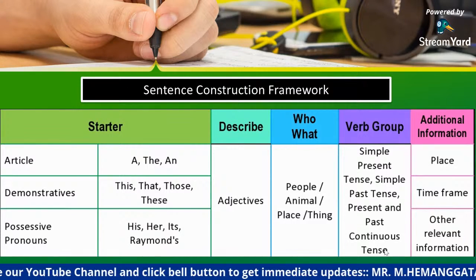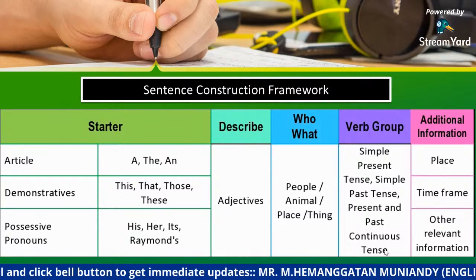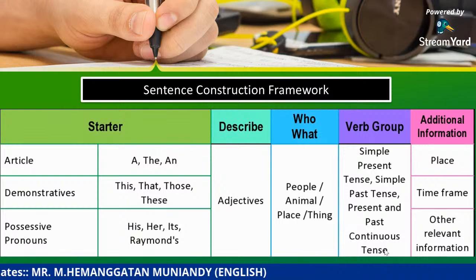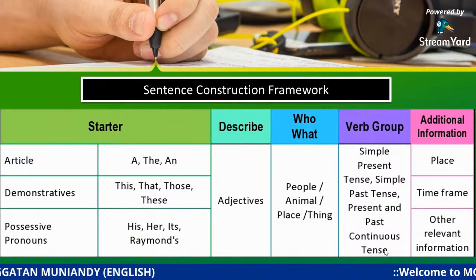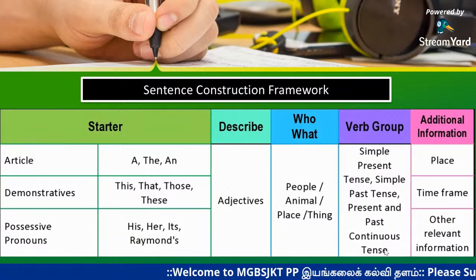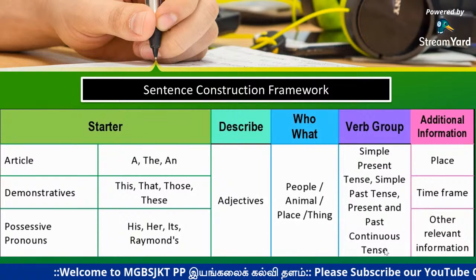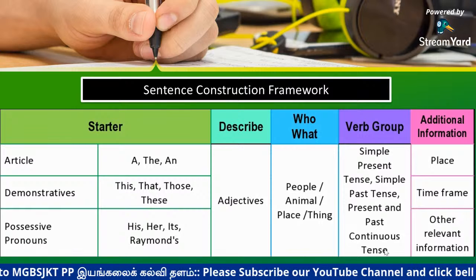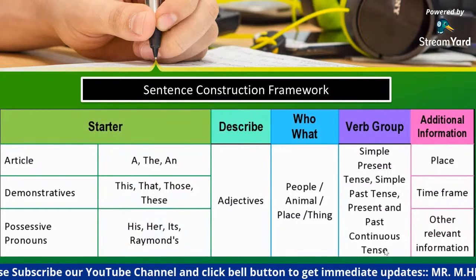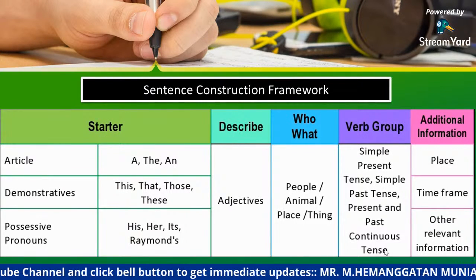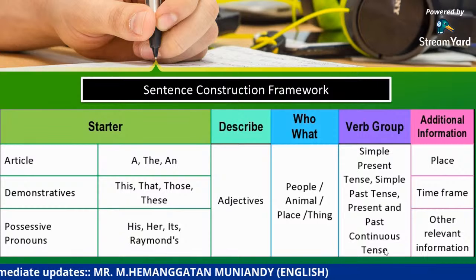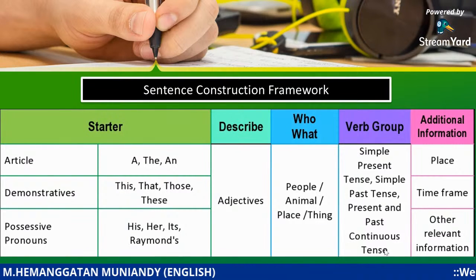Followed by the who box, who or what. You can put people, animal, place, or thing there. Followed by the verb group. My dear viewers, you can use these four tenses in this framework: simple present tense, simple past tense, present and past continuous tense. And the last column, you can put any information you want, which you feel relevant. For example, place, time frame, or any other information you like.